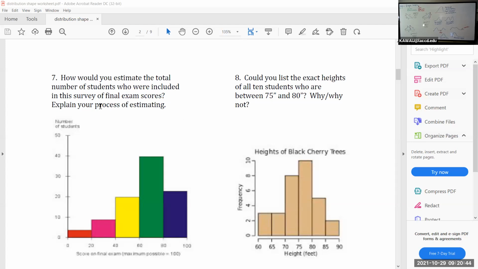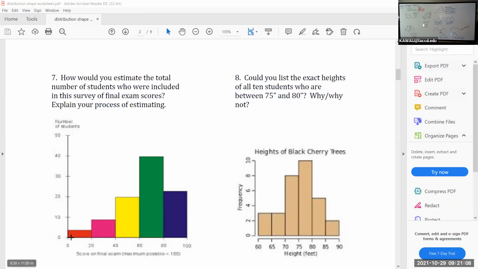Okay, does anyone know how they would do 7? Okay, so the way you do 7 is that you would just add the heights of each one of these boxes.